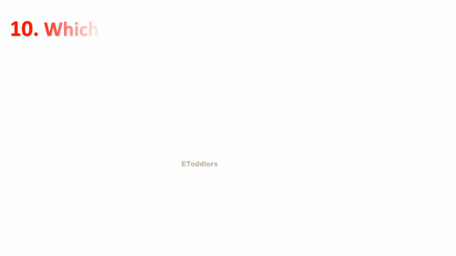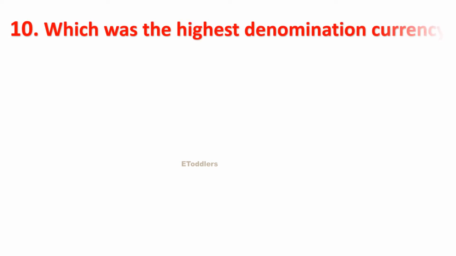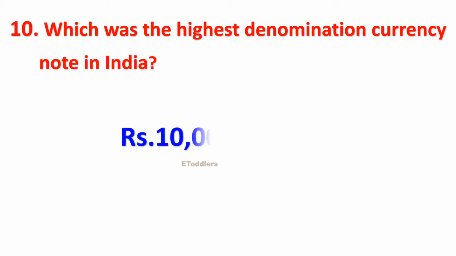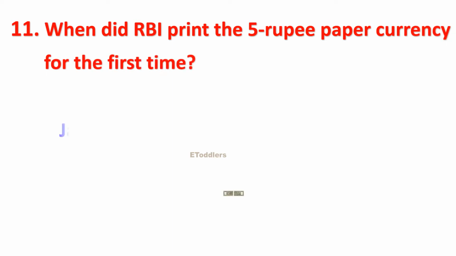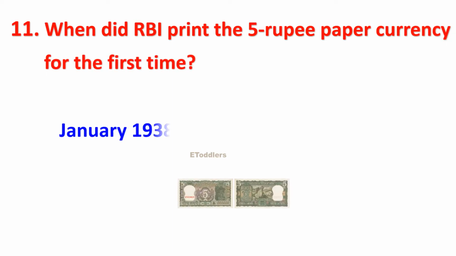Which was the highest denomination currency note in India? Rupees 10,000. When did RBI print the 5 rupee paper currency for the first time? January 1938.